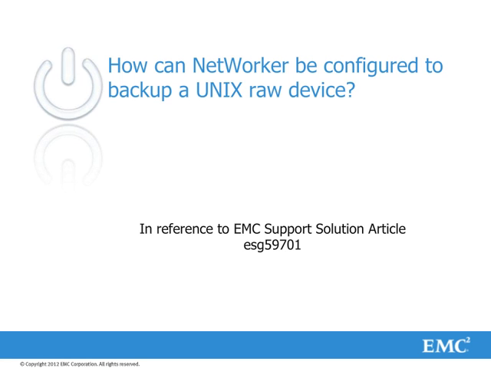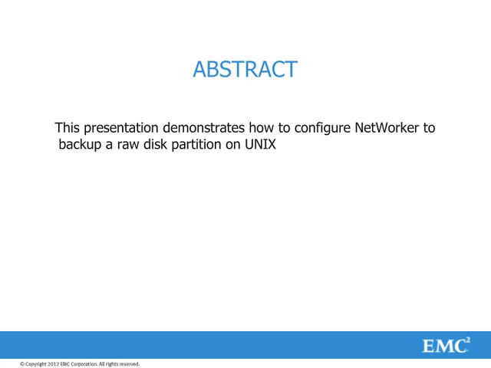How can Networker be configured to backup a UNIX raw device? In reference to EMC's support solution article ESG 59701, this video demonstrates how to configure Networker to backup a raw disk partition on UNIX.